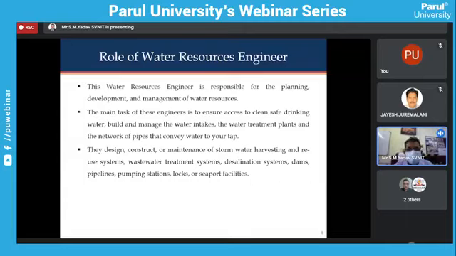This water resources engineer is responsible for overall planning, development, and management of water. This is the main task of this engineer: to ensure safe and clean drinking water to human beings, to animals, as well as that of the plants. The design, construction, or maintenance of stormwater harvesting and reuse systems, wastewater treatment systems, and desalination systems are also the areas where the water resources engineer looks critically.